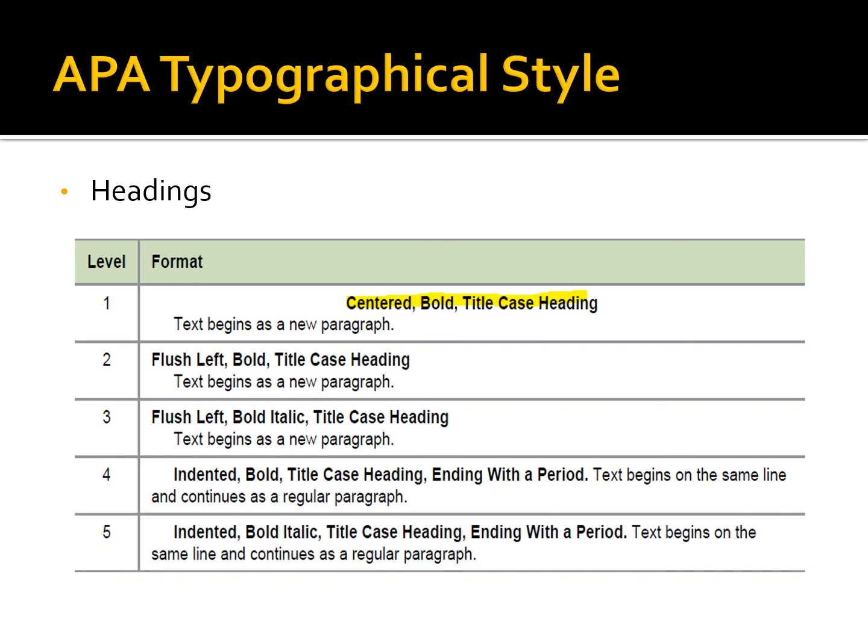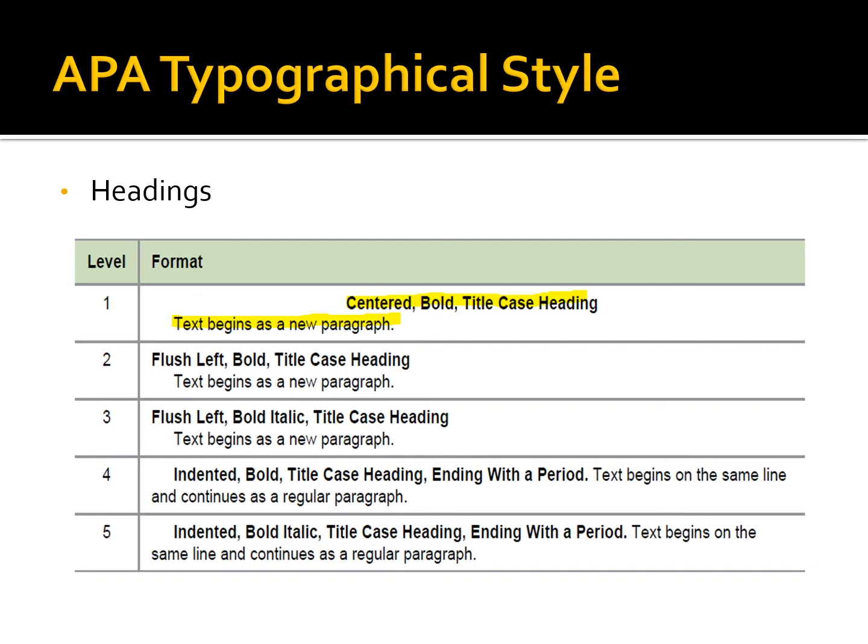The first level is the centered bold title case heading. So for instance, on page 3, when you first start typing your paper, you have the title of your paper centered, bolded, and in title case. That's considered a level 1 heading, and then you hit the return button and you start typing your paper on the next line as a new paragraph.